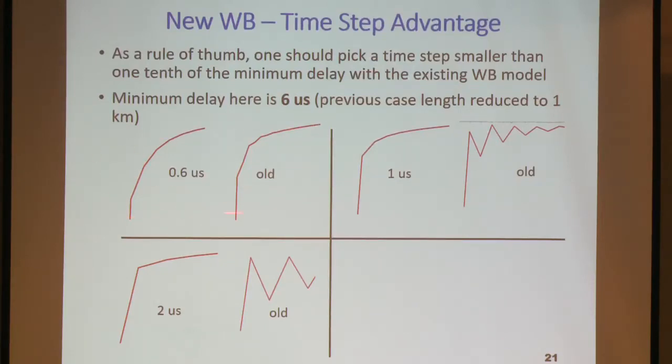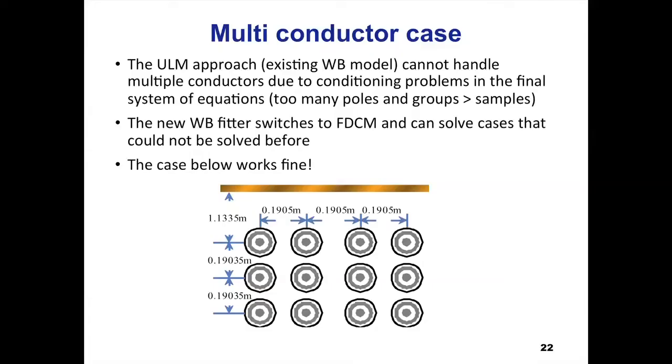You see the new one is good. I take 1, I exaggerate, the old one goes nuts. The new one is still performing, it is behaving. And I go to 2 microseconds, which is crazy because minimum time delay is 6. The old one goes nuts again, but the new one is still behaving. It gives you some result. So this is nice in a way.